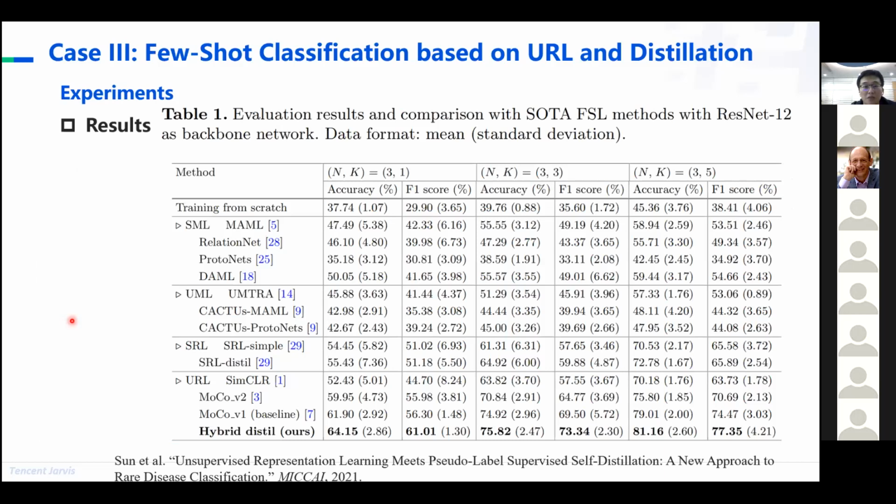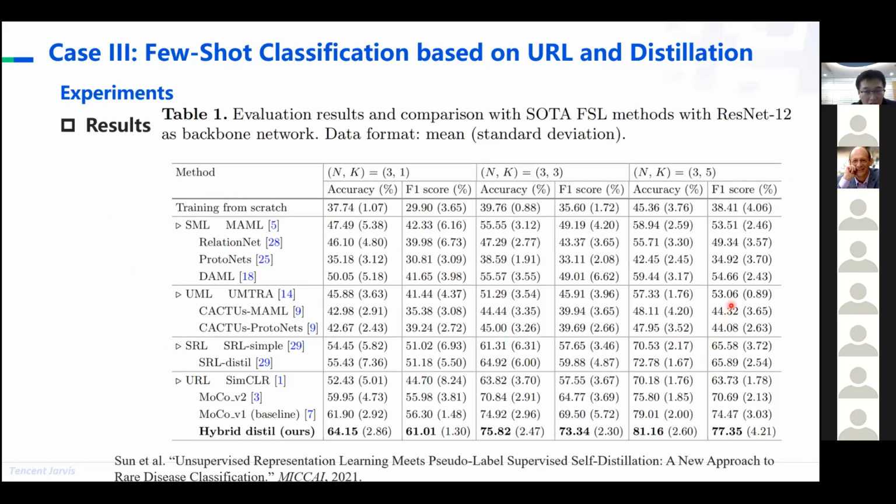Then we compare to many different sorts of feature learning methods. Here, training from scratch is used as a baseline. Of course, it works. Then we compare to the groups of supervised meta-learning, unsupervised meta-learning, supervised representation learning, and unsupervised representation learning.